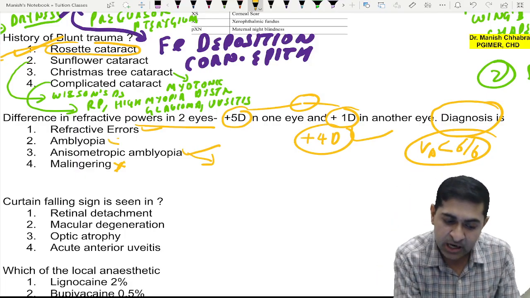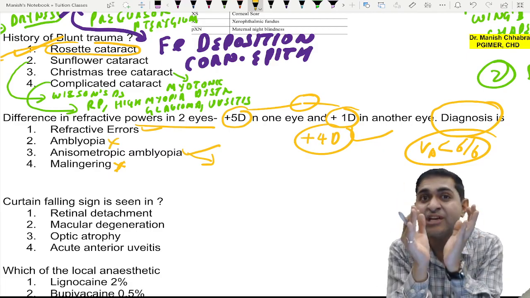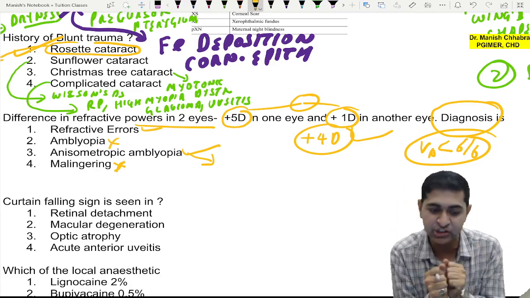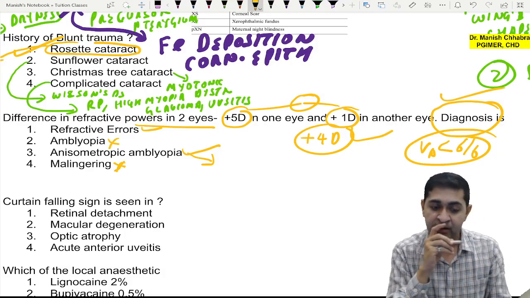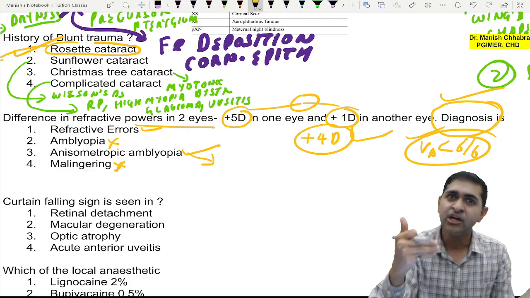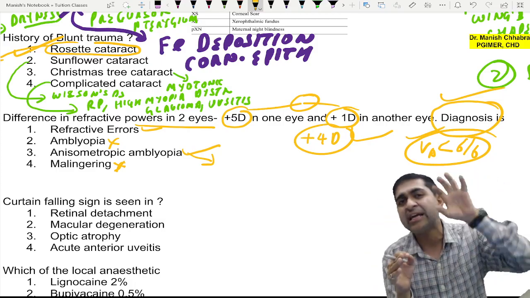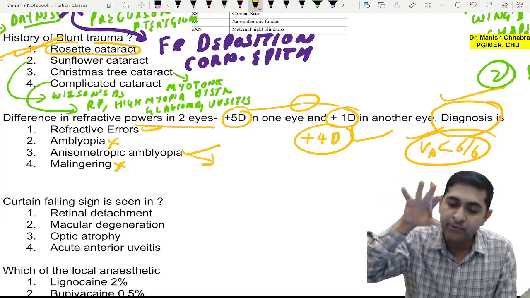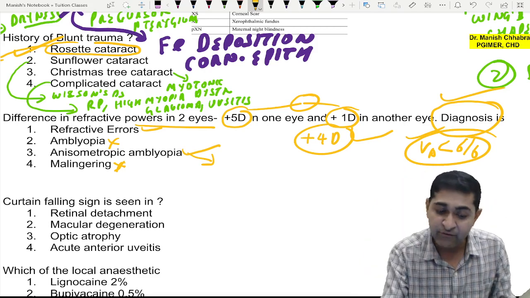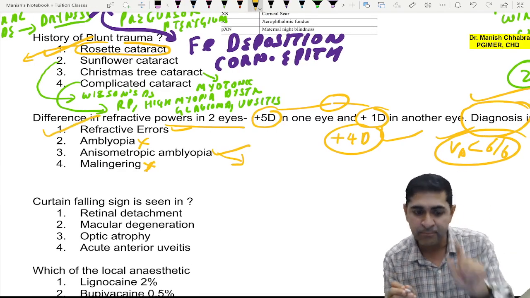So amblyopia, you simply remove it, because a more specific option than amblyopia is anisometropic amblyopia for this patient. But they have not told what the visual status of the patient is. So let's take the examiner's view, that they have just said one eye has +5 diopter and the other eye has +1 diopter. So what is your diagnosis? Diagnosis is refractive error, number one.